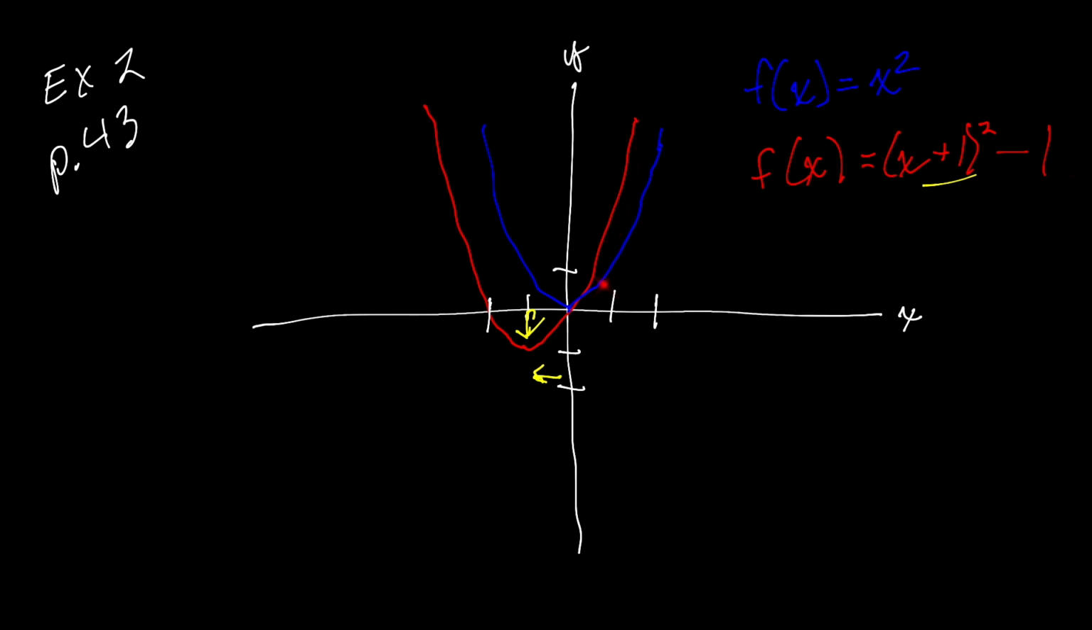So again, forgive my drawings, but the red curve is identical to the blue curve. So the blue curve is where we started with our parent function, and the red curve is what happened after we translated it. So it just slid to the left 1 and down 1.